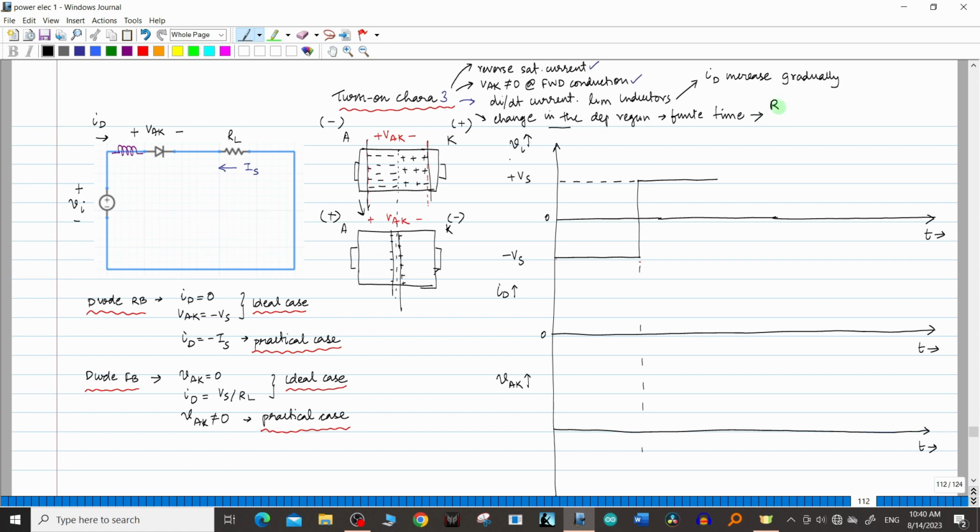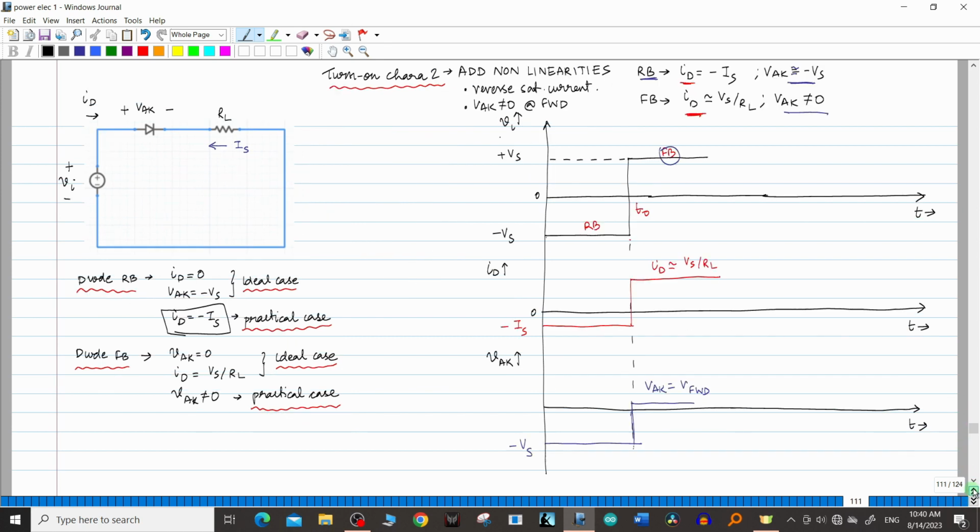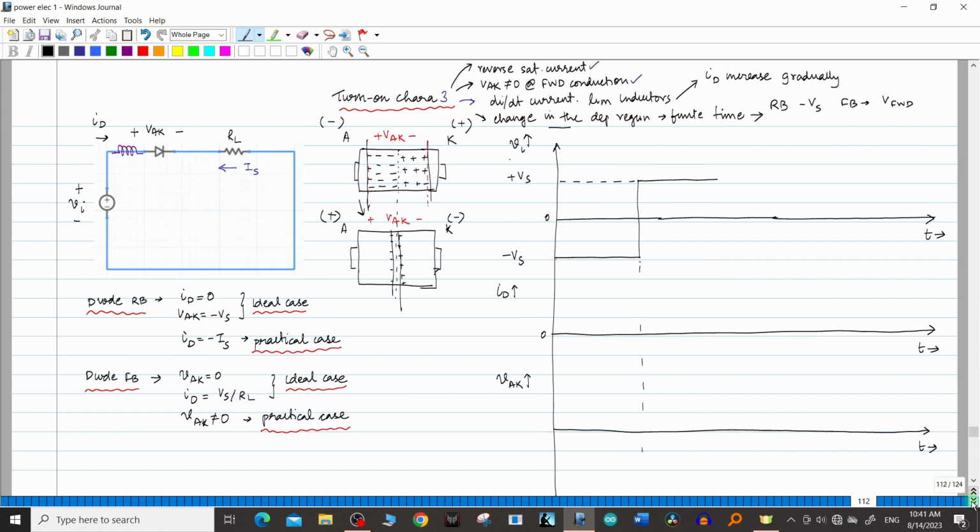In the reverse bias case, the voltage was minus Vs. And in the forward bias case, the voltage I took is V forward. And if you look at the previous graph, that jump is also instantaneous, right? In reverse bias, the voltage was minus Vs, and in forward bias, VAK is equal to V forward. That is also instantaneous. But this will also take some finite amount of time. So the transition from minus Vs to V forward will take a finite amount of time.